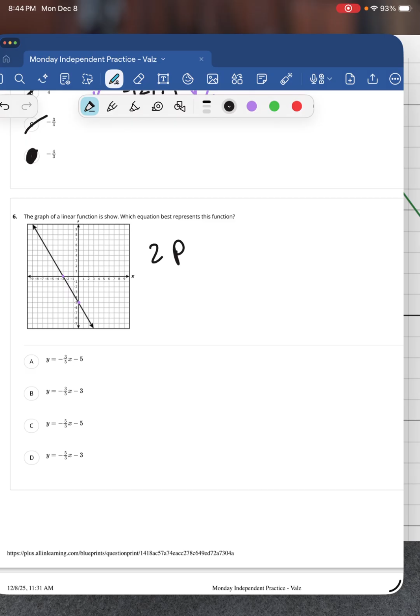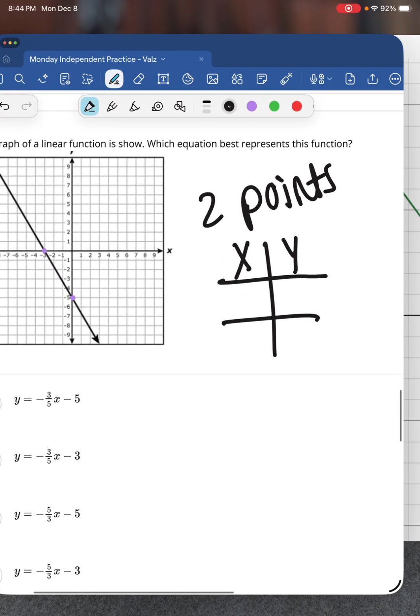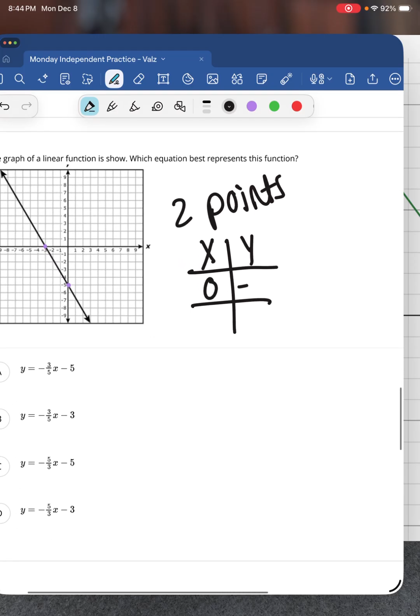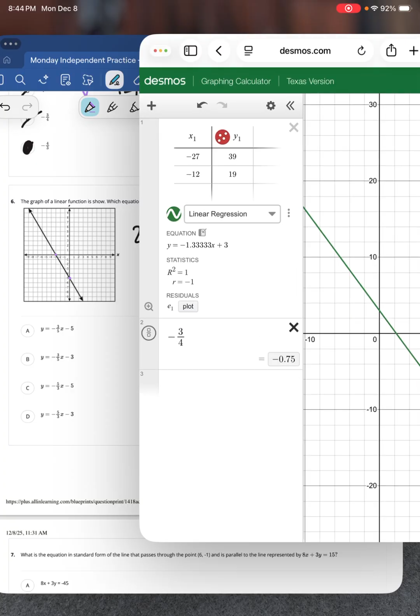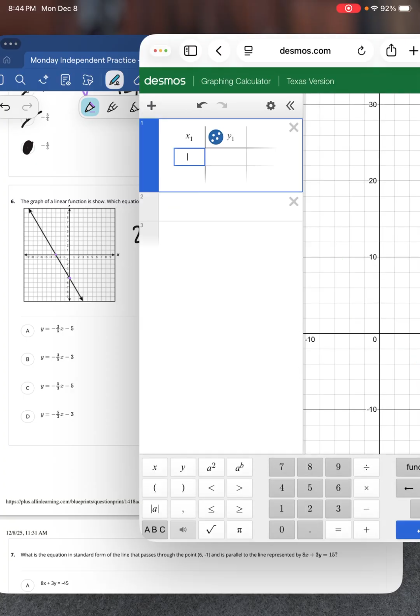Okay, so we have our 2 points, and I'm actually going to write that in a table format. So my first one, I have 0, -5, and my second one is -3, 0. And if you look, that's your y-intercept, right? And here's my x-intercept. Just a little side note. Okay, and we are just simply finding the equation of the line.